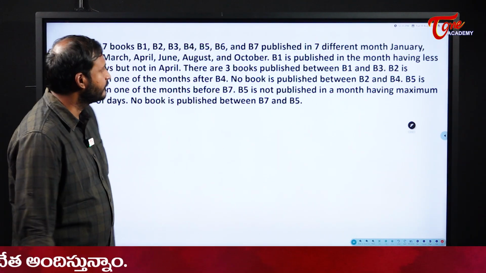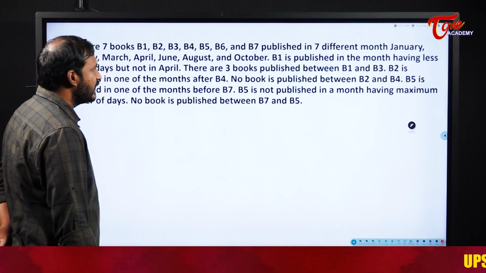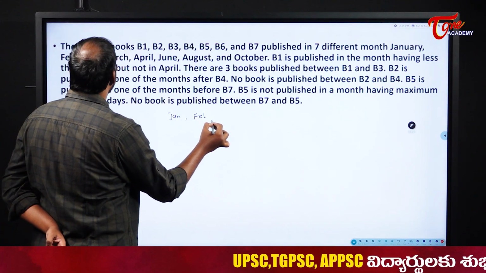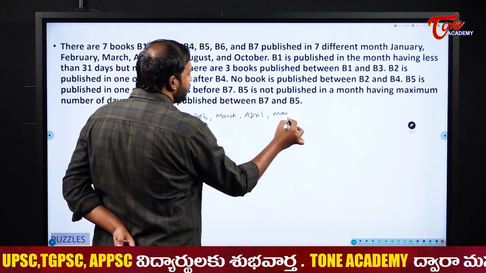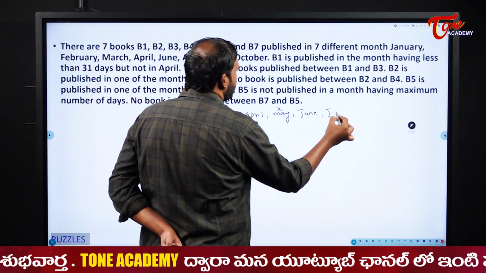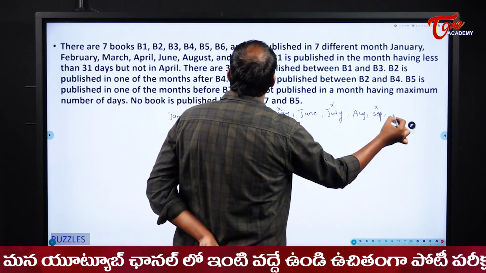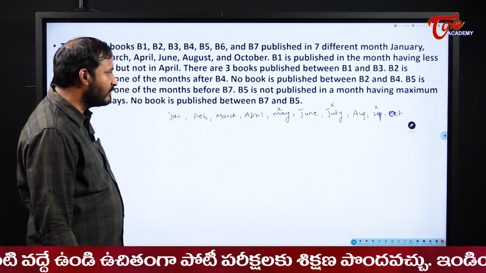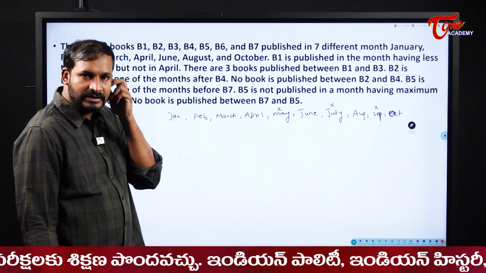Okay, now see here. So total how many books are there for us? 7 books are there, and the months are January, February, March, April, May is deleted, June, July is deleted, August, September is deleted, and October. These are the months they have given us. Total 10 months, in that 3 months are skipped: May, July and September.